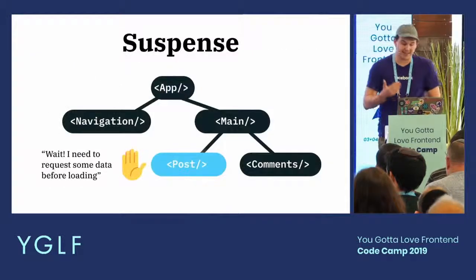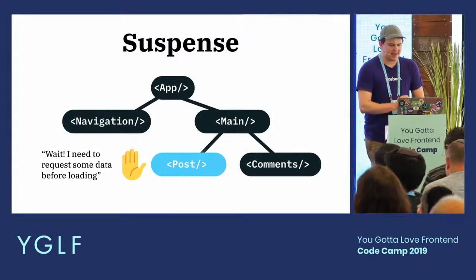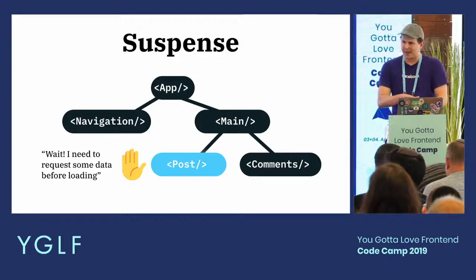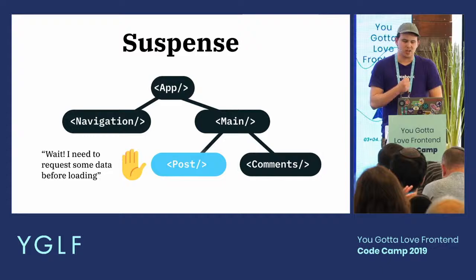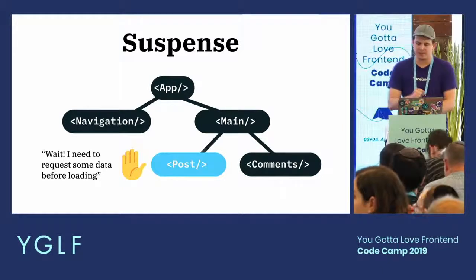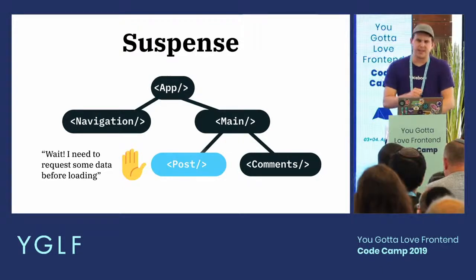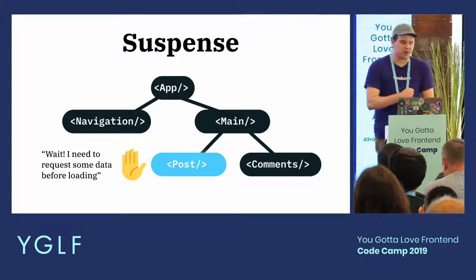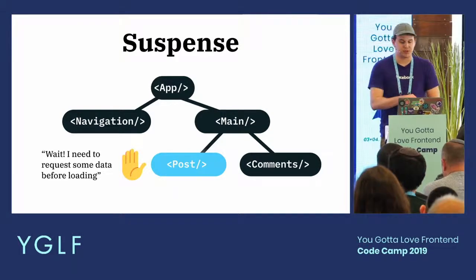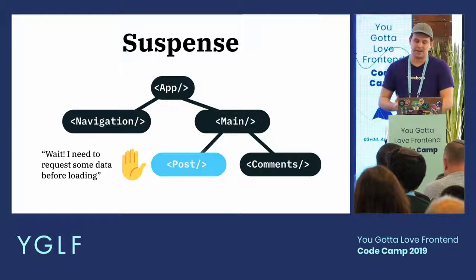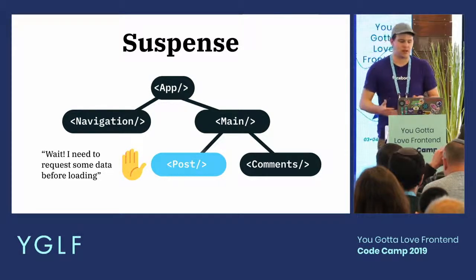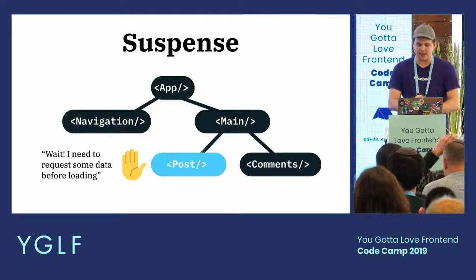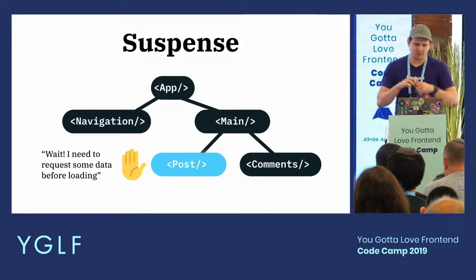The other feature is suspense. And suspense is a little bit harder to explain because it's a more generic feature that solves a broader set of problems. At its core, you can think of suspense as a generic way for any component anywhere in the application to pause or suspend rendering if it requires some asynchronous data to render. And this can be anything, like an API response, an asset like an image, maybe even another component if you're doing code splitting.